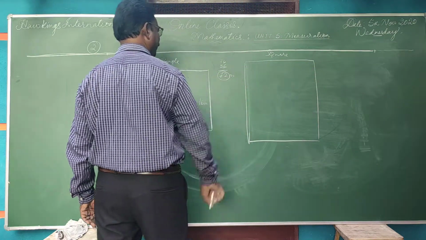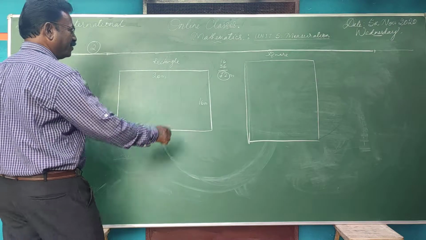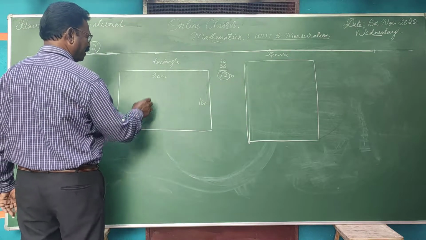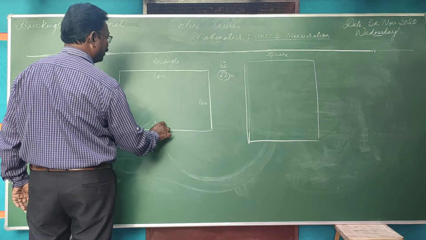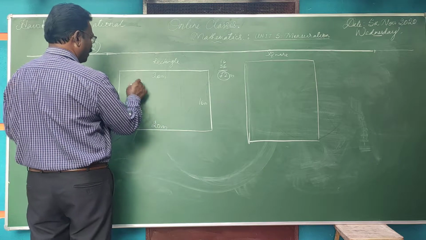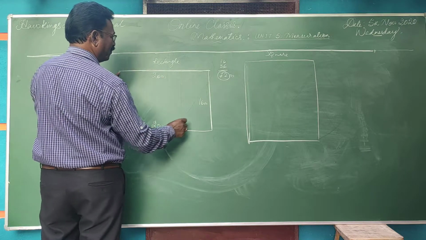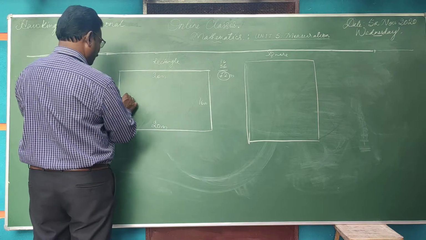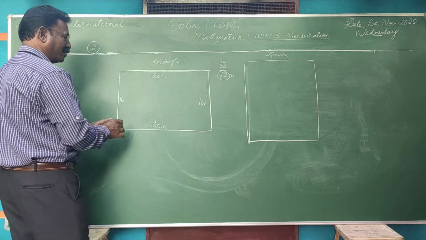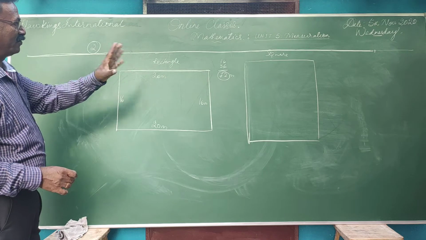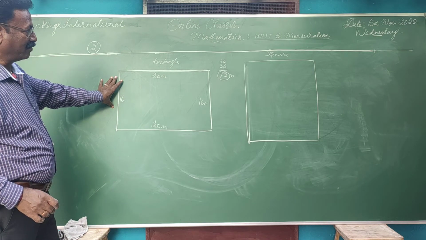The total length of this wire is how much? 72 meters. You can measure it, make it as a rectangle with its length 20 meters and 20 meters, 40 meters over, and 16 meters and 16 meters width. So altogether 72 meters. We made it as a rectangle.